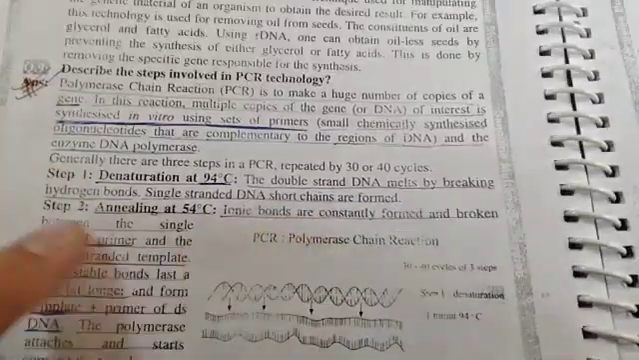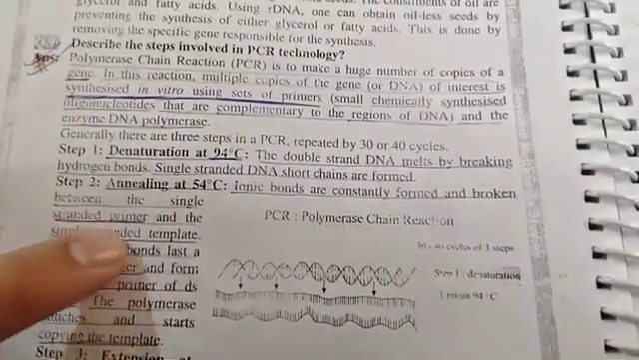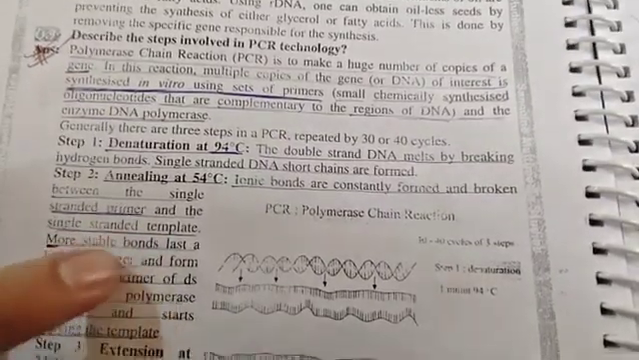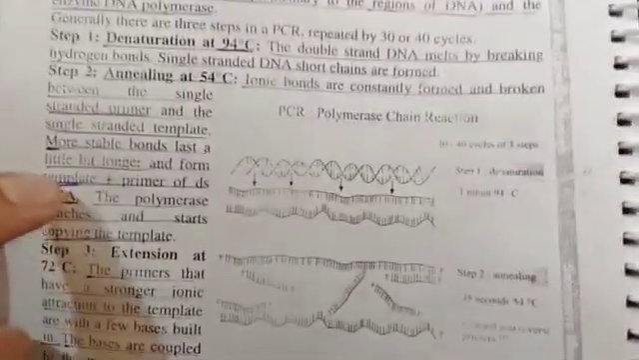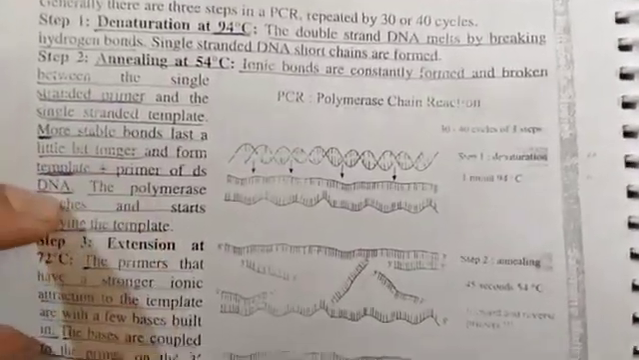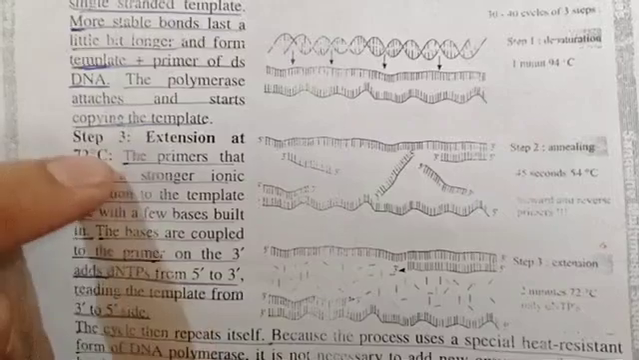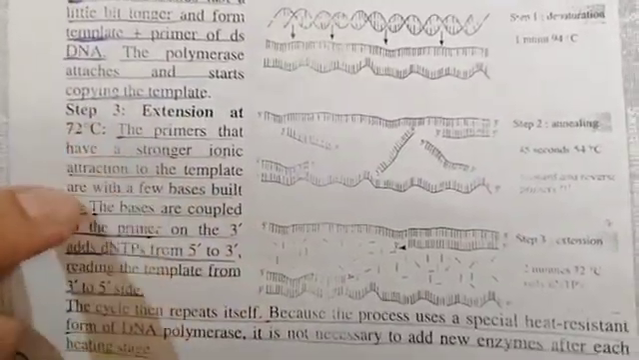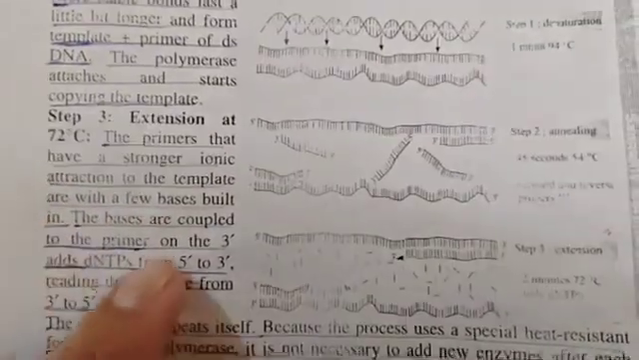Hydrogen bonds are constantly formed and broken between the single-stranded primer and the single-stranded template. More stable bonds last a little bit longer and form template plus primer dsDNA. The polymerase attaches and starts copying the template. Step 3, extension at 70 degrees Celsius. The primers that have a stronger attraction to the template are extended with a few bases built in.